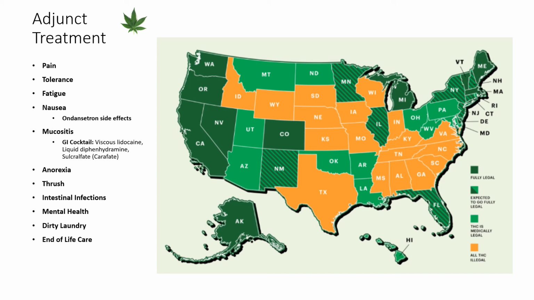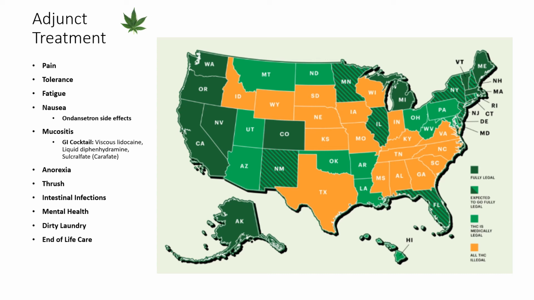Okay, now, adjunct treatment. So this is a list of other things that need to be dealt with in someone with cancer and undergoing different forms of chemotherapy.